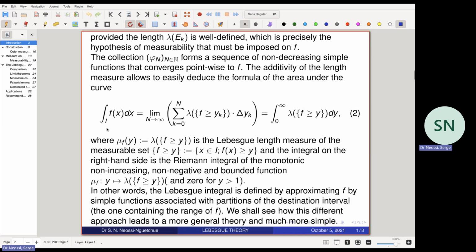So the definition of the integral as we gave in the previous slide will make sense provided that the lambda E_k are well defined, which is precisely the hypothesis of measurability that must be imposed on the function f. So the collection of phi_n, where n is an element of the natural numbers, will form a sequence of non-decreasing simple functions that converges pointwise to f. The additivity of the length measure allows us to easily deduce the formula of the area under the curve.